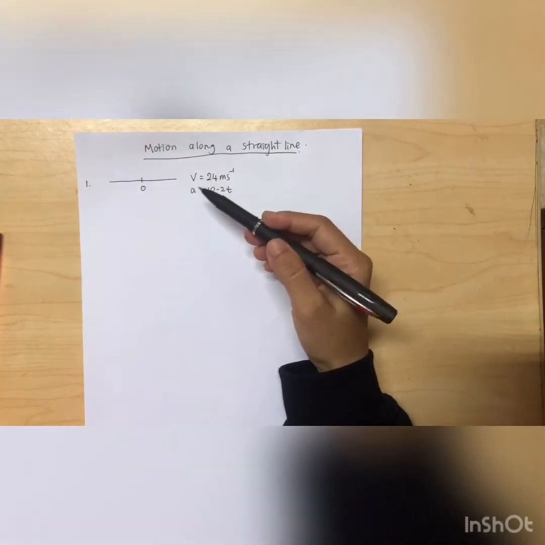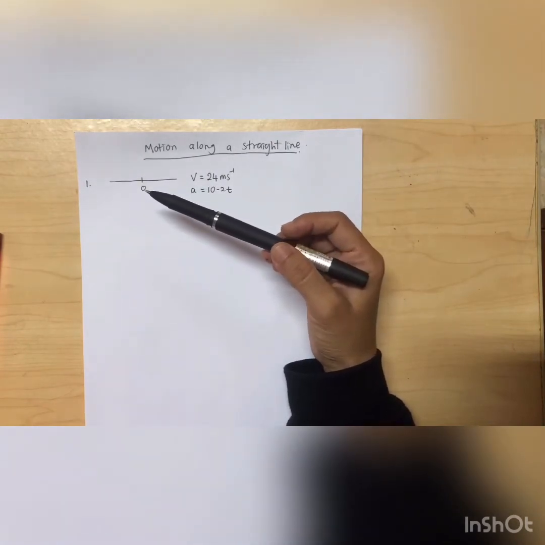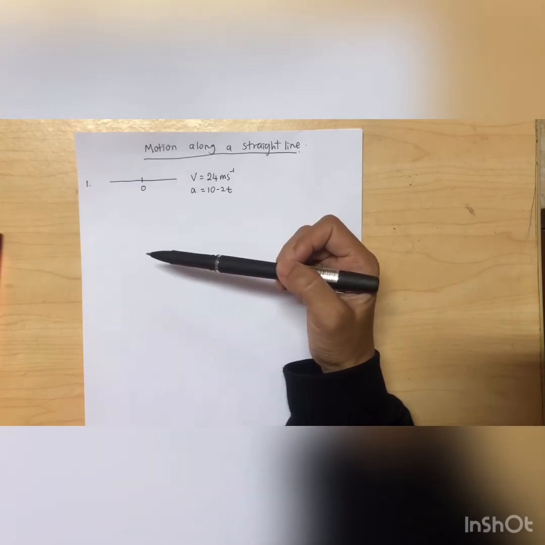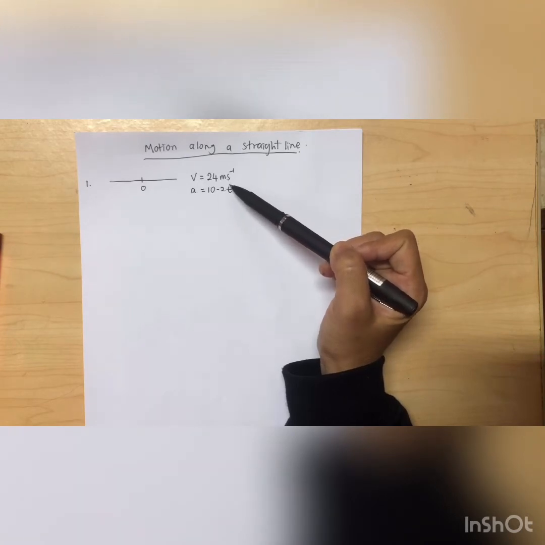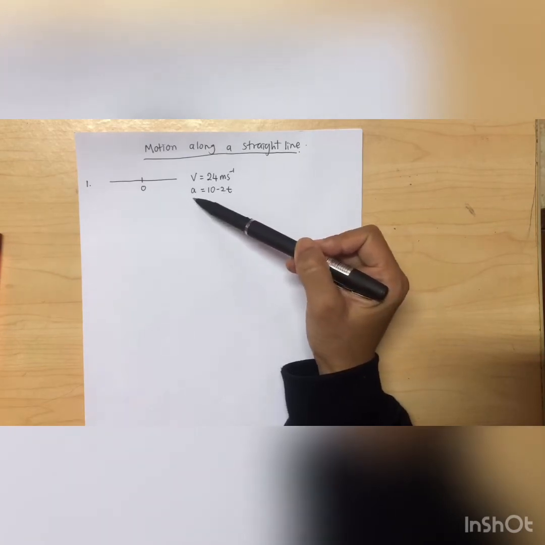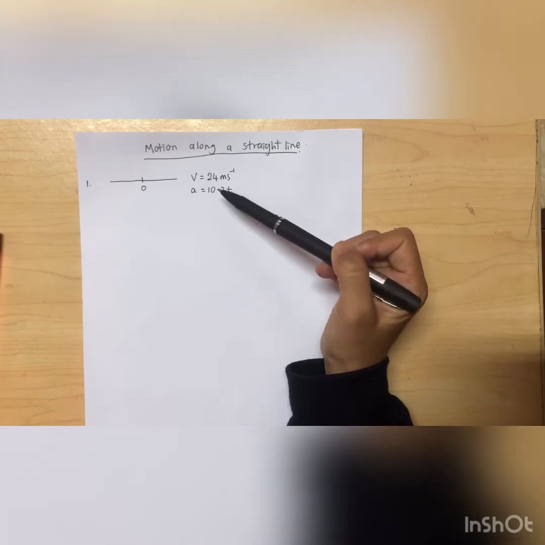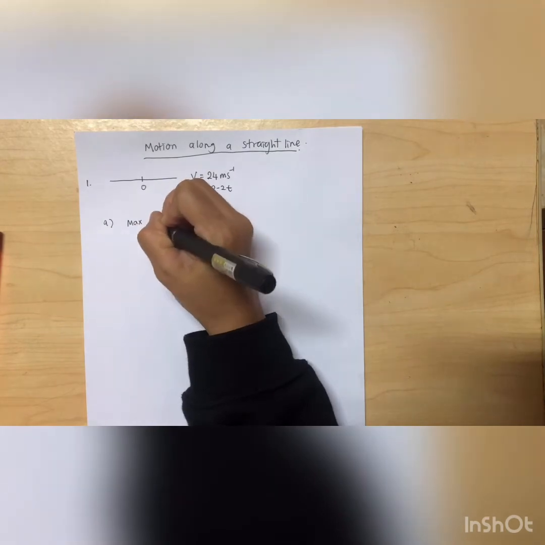Today I'm going to solve problems involving motion along a straight line. For question number 1, the exercises I gave you just now: a particle moves in a straight line and passes through a fixed point O with a velocity of 24 meters per second. The acceleration is denoted as a, where a equals 10 minus 2t. The particle stops after k seconds. The first question says we have to find the maximum velocity of the particle.